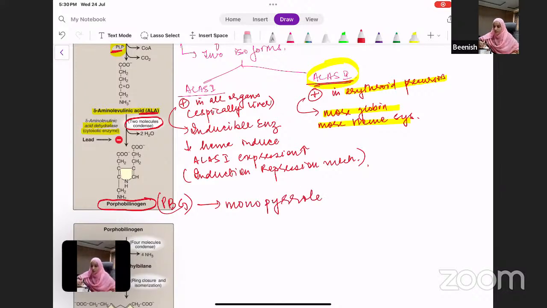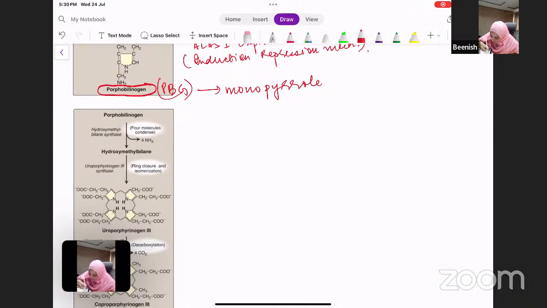Okay, so your monopyrrole is formed, and since this is a dehydratase enzyme, a water molecule is liberated. Now, what happens? Your porphobilinogen is acted upon by another enzyme known as hydroxymethyl bilane synthase. Four molecules of porphobilinogen are going to join to form hydroxymethyl bilane, which I'm going to write as HMB. They join together, and your HMB is formed.